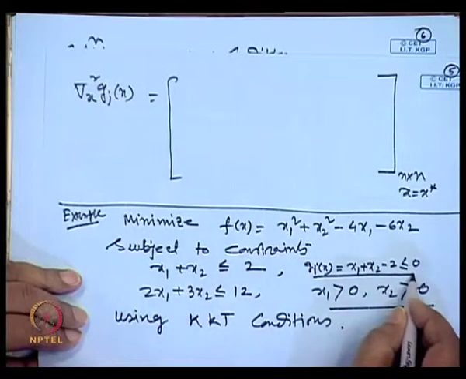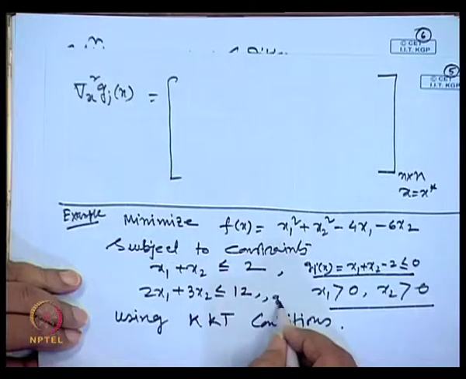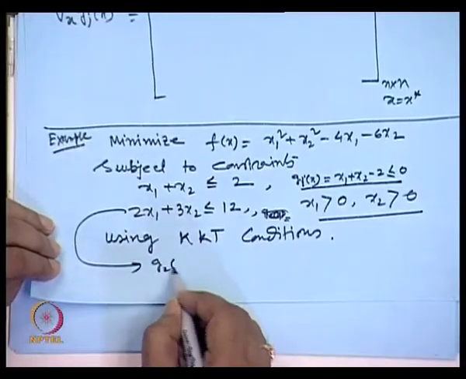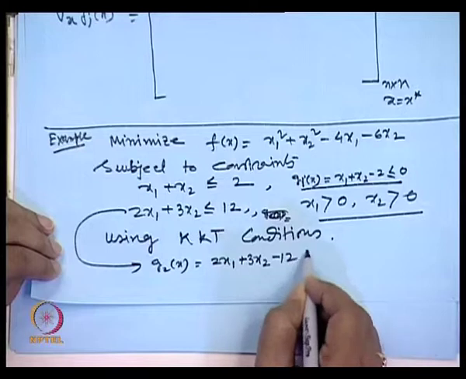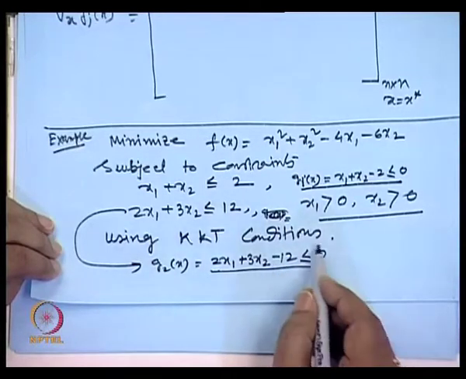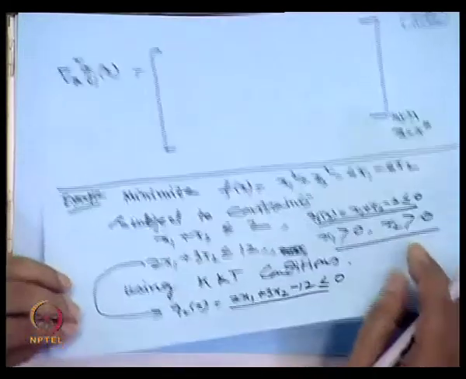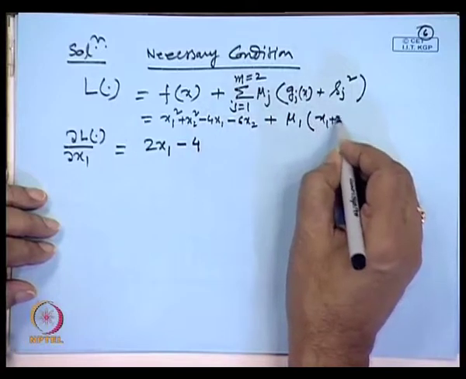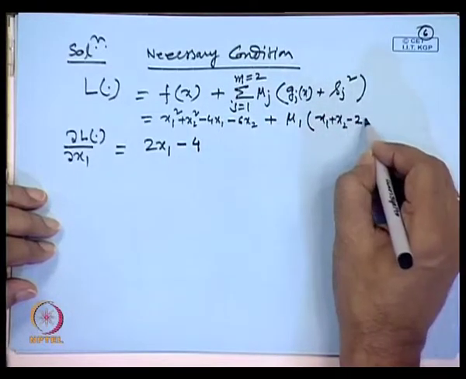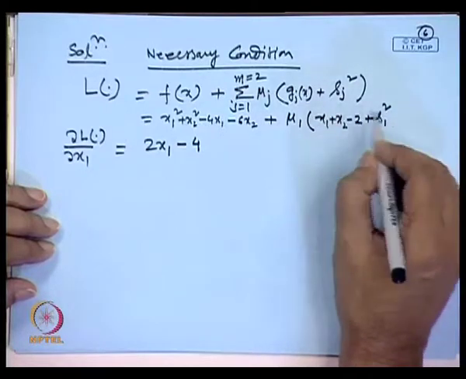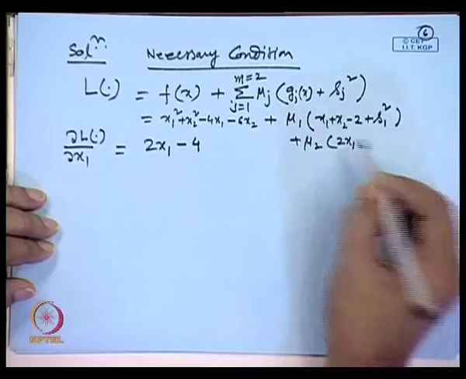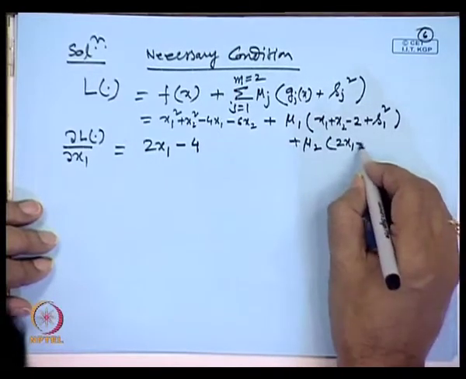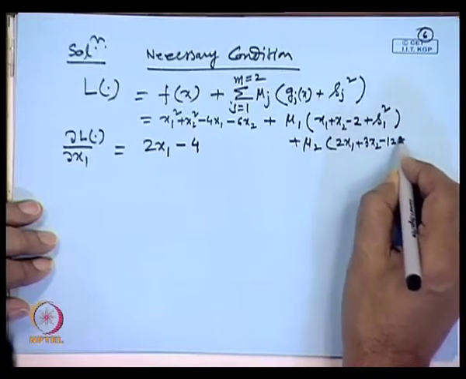So, this is our standard form we have written. Similarly, we can write g 2 of x is equal to 2 x 1 plus 3 x 2 minus 12 less than or equal to 0, the standard less than or equal to form. So, g 1 of x is x 1 plus x 2 minus 2, and we are adding some positive quantity so that it turns out to be an equality constraint, plus mu 2 times 2 x 1 plus 3 x 2 minus 12 plus s 2 square.